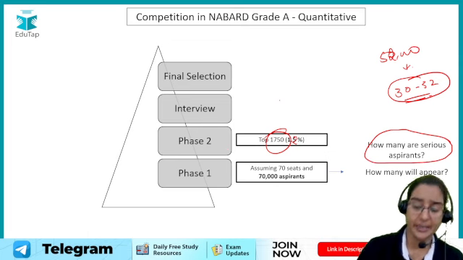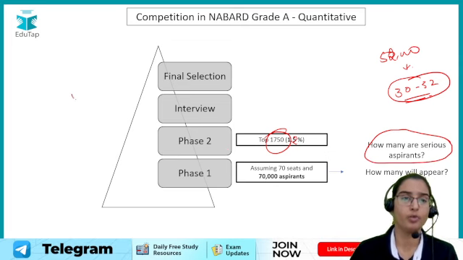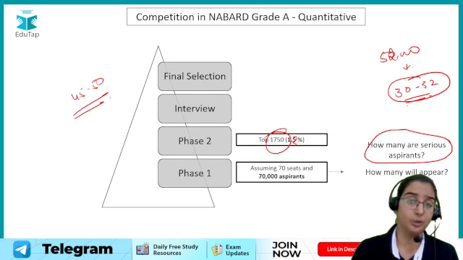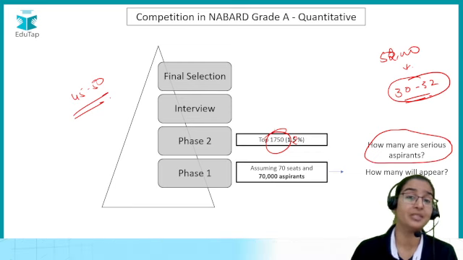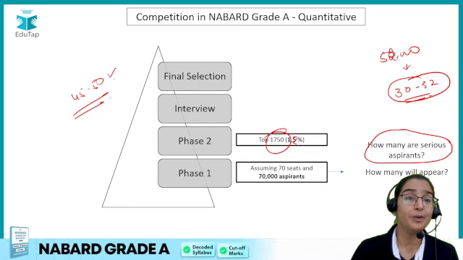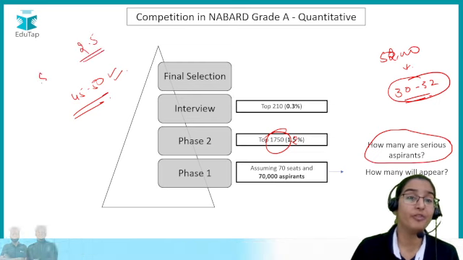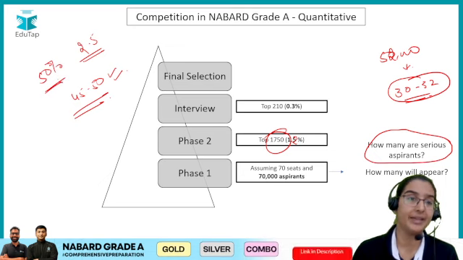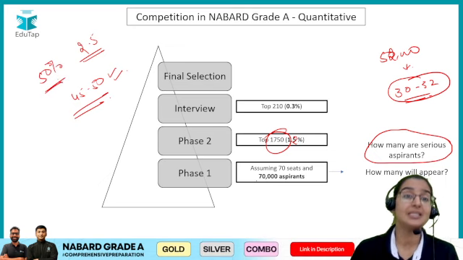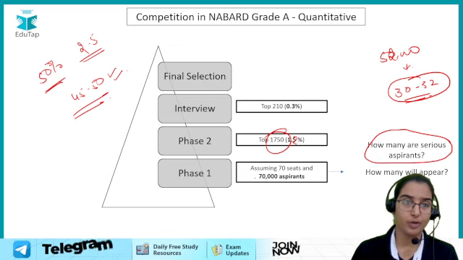This gives us an idea that the cutoff is around 45 to 50. So this tells us that out of these 30 to 32,000 people, only 1,750 people were able to score this much marks. Only 2.5% people are able to score 50% marks in the NABARD grade examination. So this tells us about the quality of competition that we are going to face.